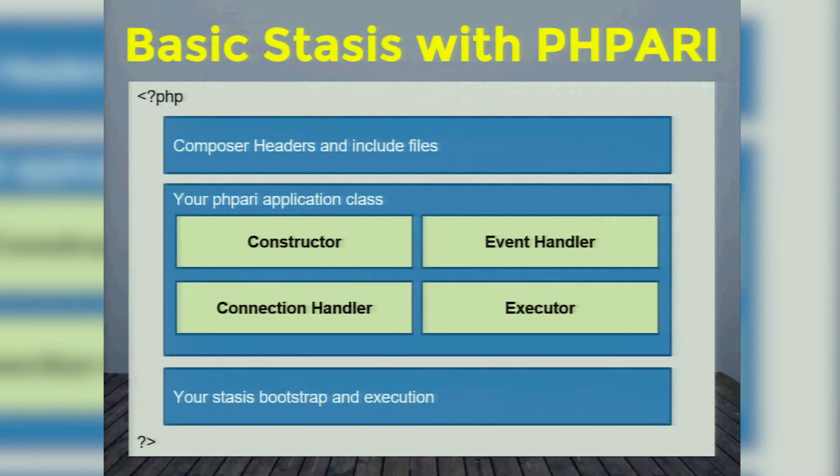stuff on it. So we have 4 primary components to our Stasis application. We've got the constructor, an event handler. The event handler basically gets all the events from ARI and handles them accordingly, and we'll see the problem of that. We've got a connection handler and an executor. The idea is that everything is composed into one simple class, which is built out of these 4 components. You will initiate the executor that will connect to the Asterisk WebSocket, and start listening for events and so on.